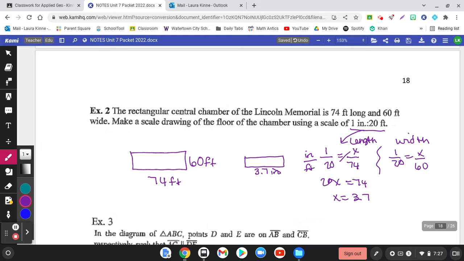And then for our width, 20 times x is 20x. 1 times 60 is 60. Divide both sides by 20. X equals 3. So make a scale drawing of the floor of the chamber using a scale of 1 inch is 20 feet. There you go. There's your answer. 3.7 inches by 3 inches.